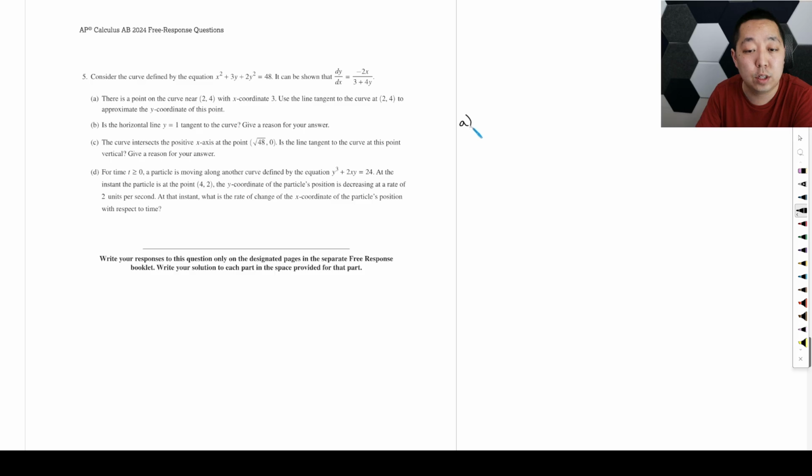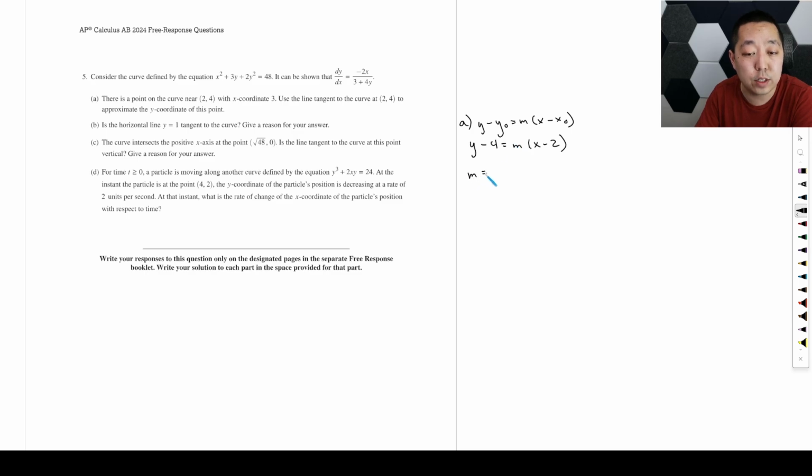Okay, awesome. So for this one, you're just literally going to do point-slope form. y minus y0 is m times (x minus x0). In this case, we already know the point. So it's y minus 4 is m times (x minus 2). So this is the equation. This is how we find the equation of a tangent line.